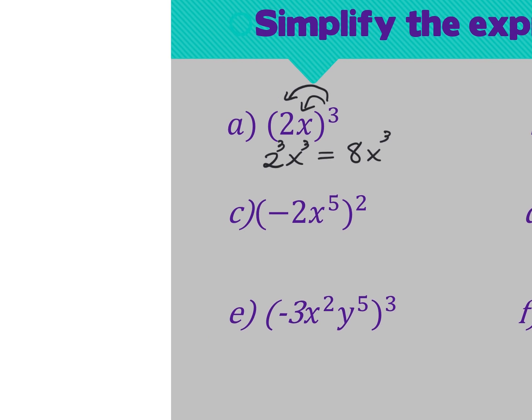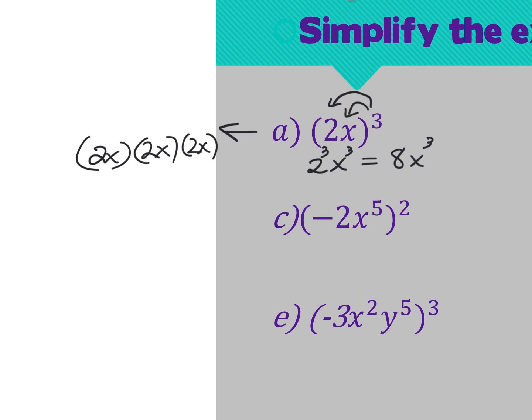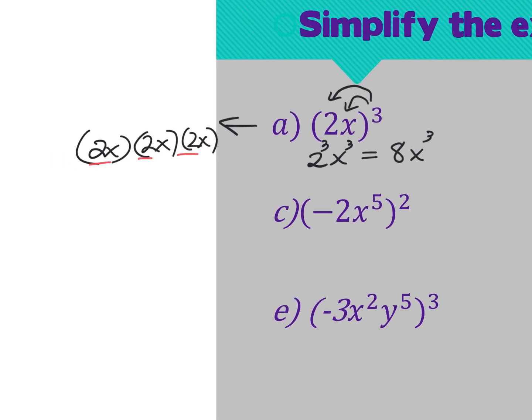Or you could also think of it as doing 2x times 2x times 2x, and then you use your rule for multiplying. Multiply the coefficients. So the 2 and the 2 get multiplied. 2 times 2, 4 times 2 again, 8. And then remember, all these x's have a 1, and then add them and still get the same answer.